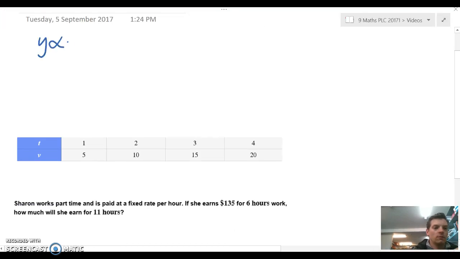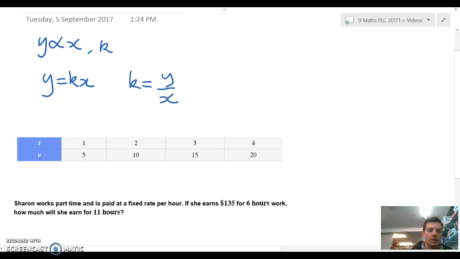When y and x are in direct proportion, we know that we have a constant k. So that means we can have a rule of y equals kx. Now thinking about that, we can actually rearrange this equation so that we have k in front. So we can have k equals y over x.